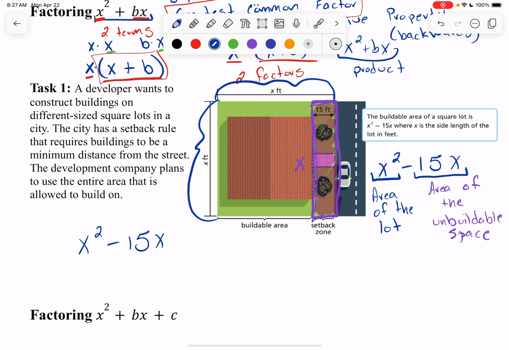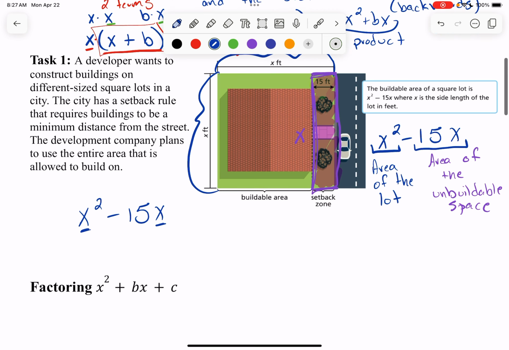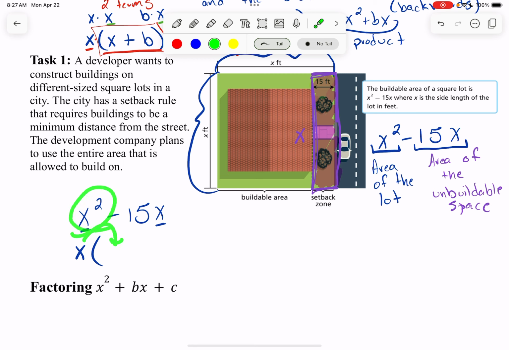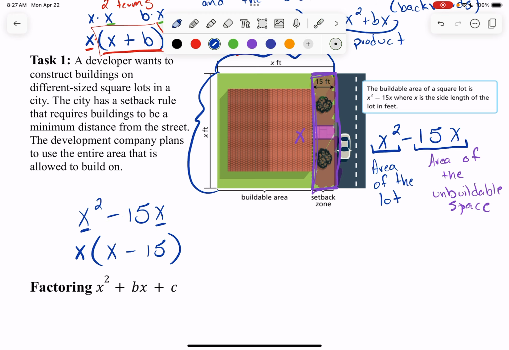Because if you notice in this, they both have an x. So we're going to factor out that common factor. We're going to factor an x out. Now ask myself, x times what gets me x to the second? Well, x times x minus x times 15. So now if I distribute this in, I would get back to where I started. So there's my two factors, x and x minus 15.